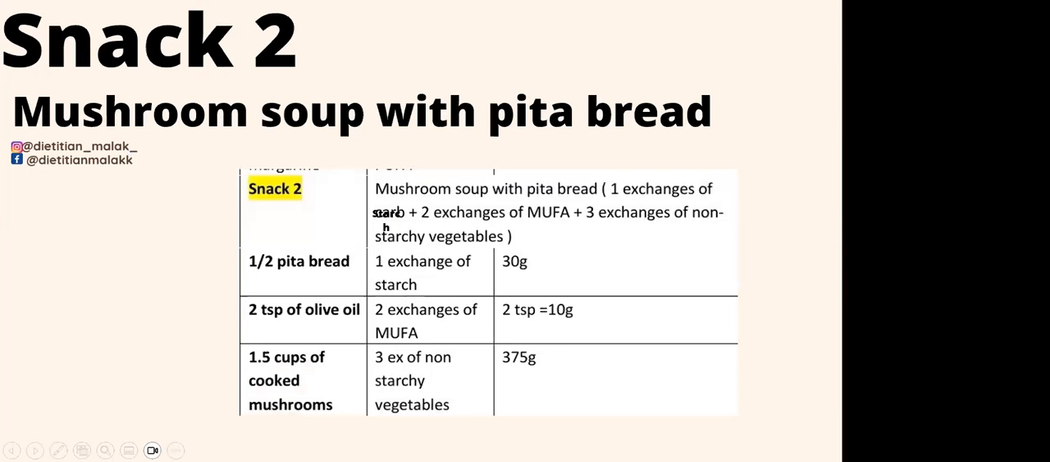The question here might be, why are there so many snacks? Why are there so many meals? Simply because a soft diet is a low amount of food over so many meals. So you distribute, let's say, about 400 grams per meal, so that the patient doesn't feel uncomfortable. And then you just distribute that over many meals throughout the day, typically 6 meals. So mushroom soup with pita bread for a second snack.